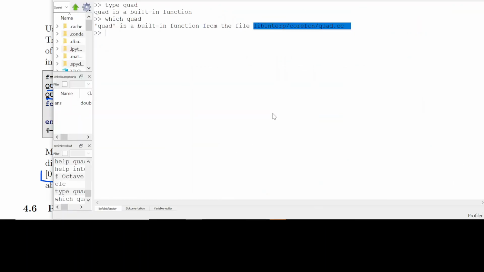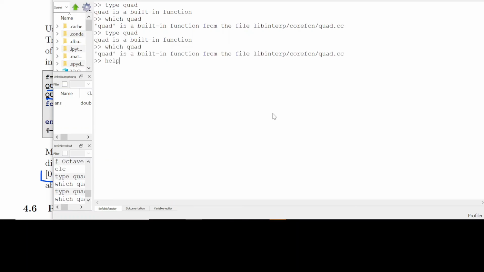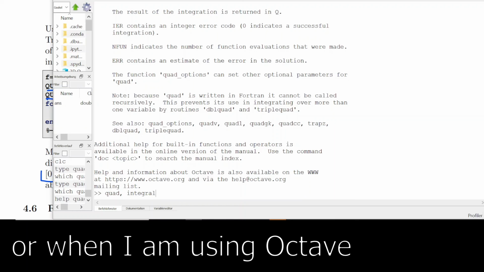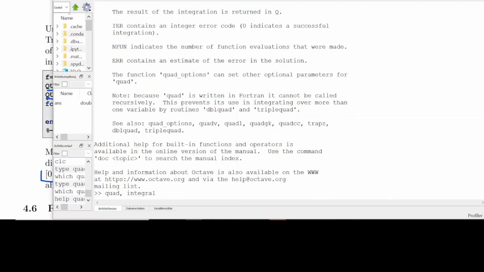If we talk about studying what is internally going on, then I tell you, use type quad, use which quad, and use help quad. These 3 commands will help you to better understand the MATLAB code if you want to. And doing integration, there's a quad command, and the second command you can use is integral. This is an alternative for quad. These are the 2 commands I am using when doing integration in MATLAB. I'm using either quad or integral. Okay, so we are done.